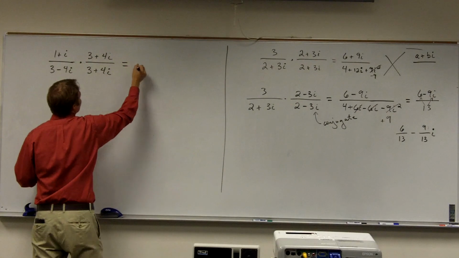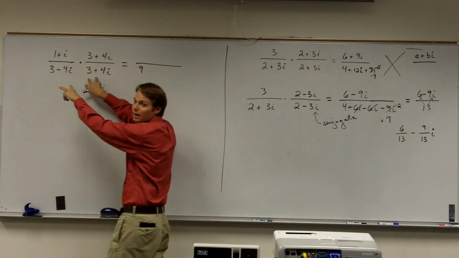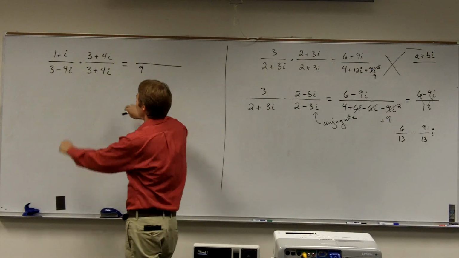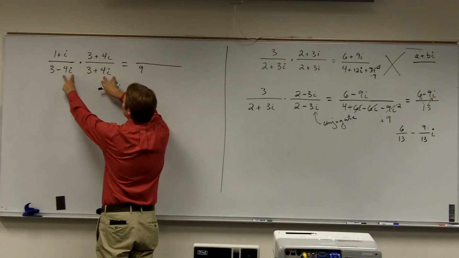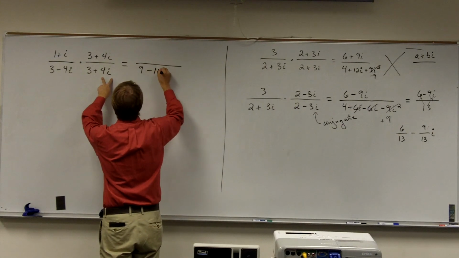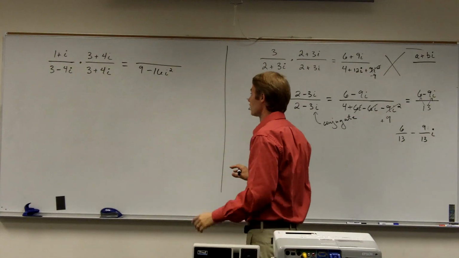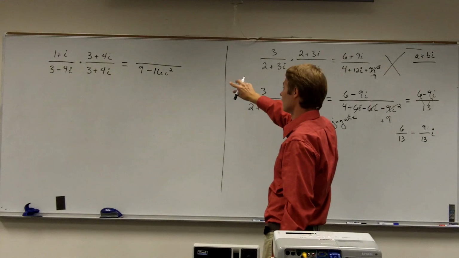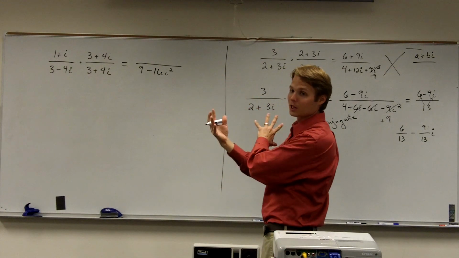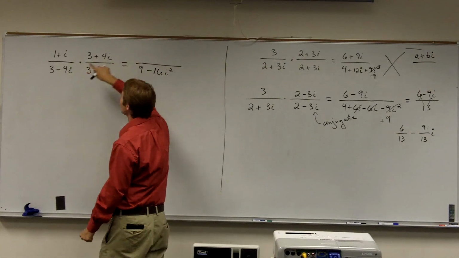In the bottom, I'll end up with 3 times 3, which is 9. I don't even have to worry about the outer and the inner parts, right? Because they're going to cancel out. So I really just am concerned about negative 4i times positive 4i. So that would be negative 16i squared. So be careful with the negative stuff here, because that negative 1 from the i squared will change everything after that. Up here, I do have to do the entire FOIL.